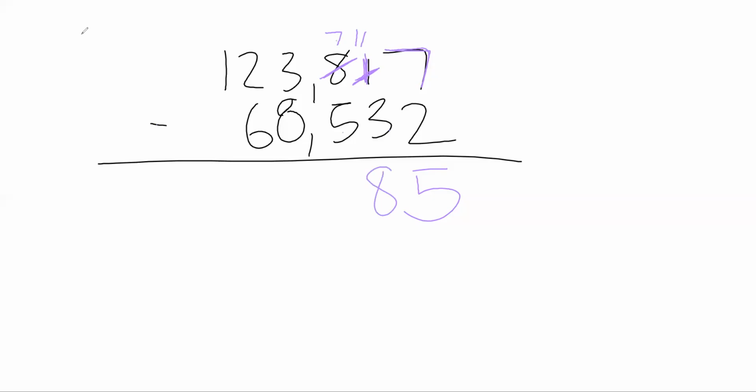7 minus 5, I can do that. That's 2 because I have 7. I'm taking 5 away. I have 3. I need to take 8 away. Can't do it. So we're going to decompose. Leaves that with 1 in the 10,000s place. And then this becomes a 13 because we're adding 10 of those units to what we have. So 13 minus 8 is going to give me 5.